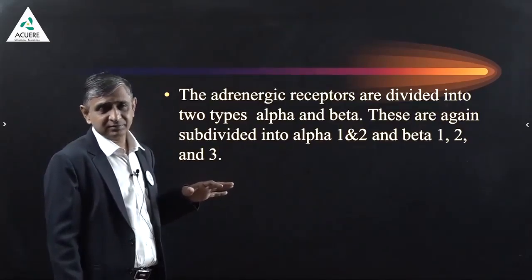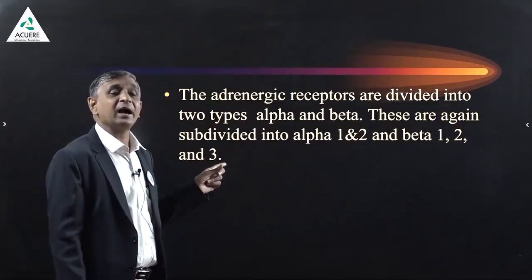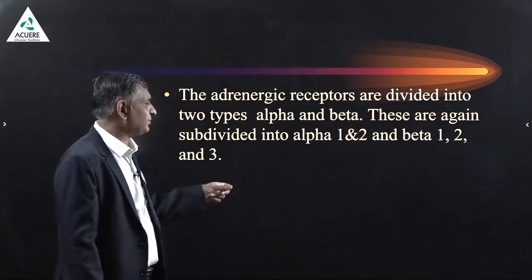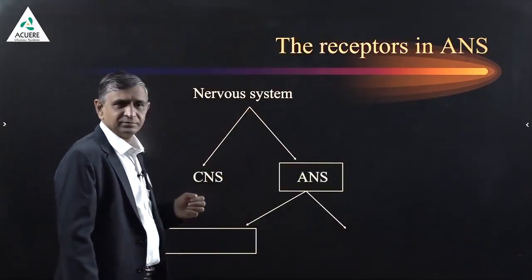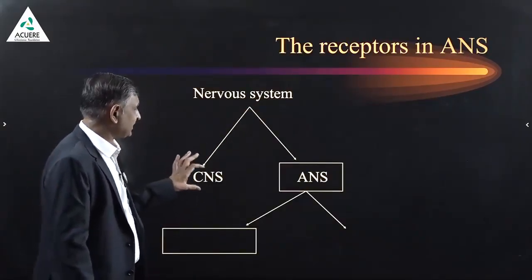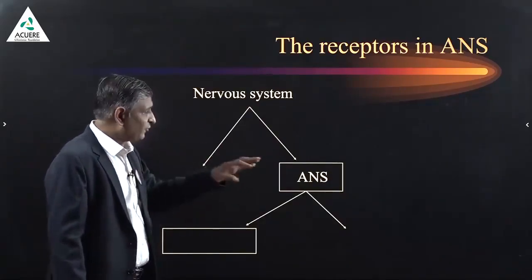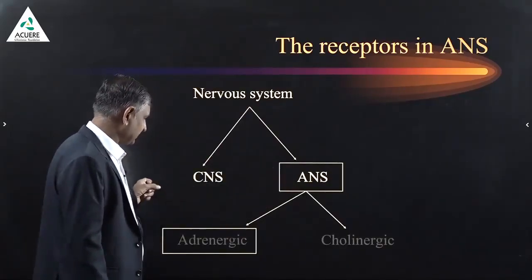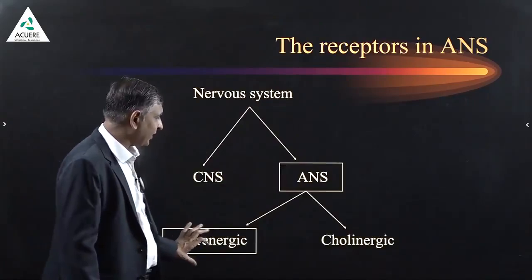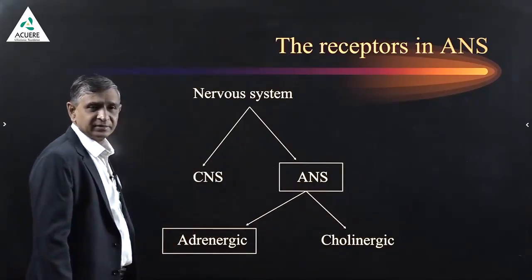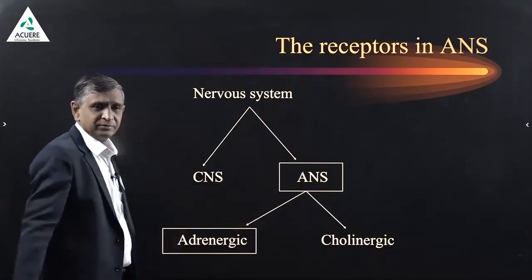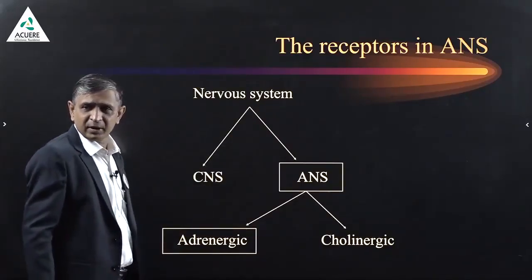adrenergic nervous system. We are studying adrenergic nervous system. From where it came? That I am going to tell you. We started with nervous system. Then we found CNS and ANS. Then we further studied ANS. ANS further will give you adrenergic and cholinergic. And now further we are studying adrenergic. This is the way we came. Are you getting my point?